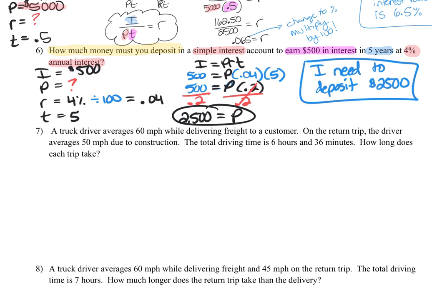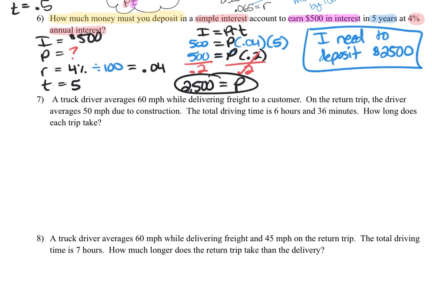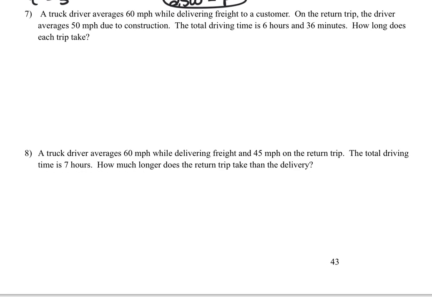Okay? Next one. A truck driver averages 60 miles per hour while delivering freight to a customer. On the return trip, the driver averages 50 miles per hour due to construction. The total driving time is 6 hours and 36 minutes. How long does each trip take?